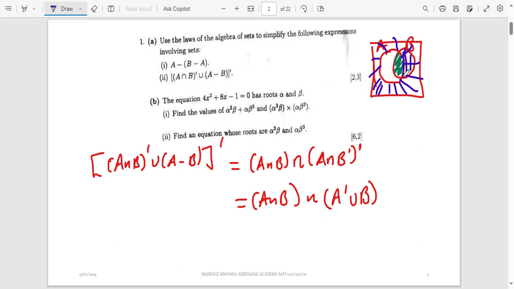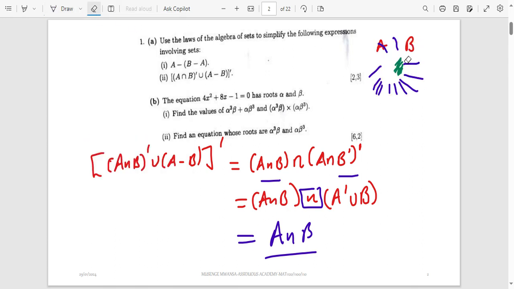So if you shade the set B, now we want where these two are meeting. Look at where the green shading is intersecting with the blue one. It's actually just A intersection B. In other words, A intersection B is a smaller set in comparison to A complement union B. Every time you have two sets intersecting, you always get the smaller set. So that is it for this one.